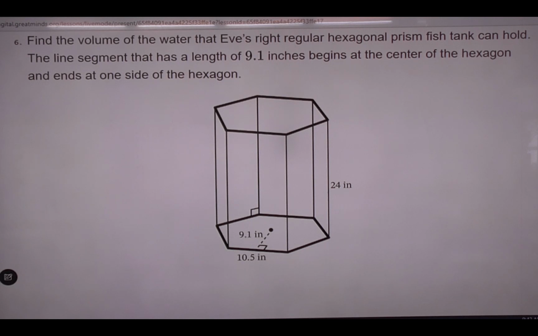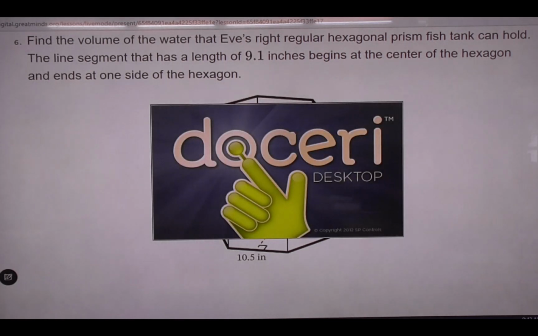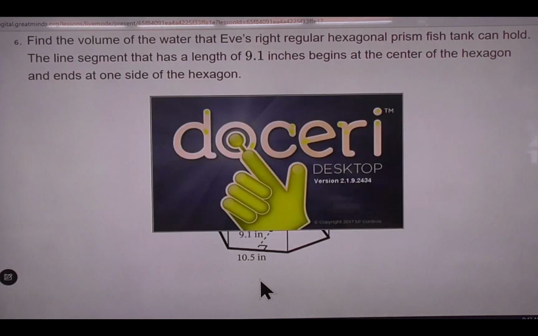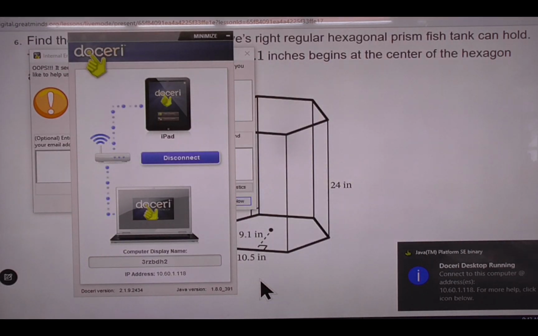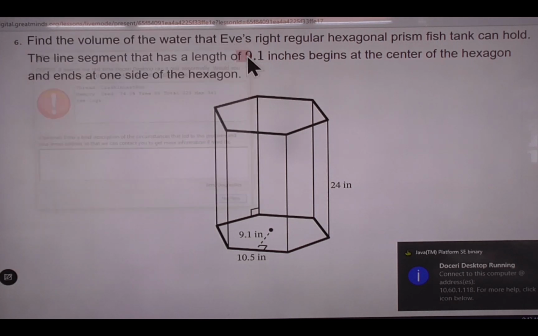Alright, so it says find the volume of water that Eve's right regular hexagonal prism fish tank can hold. The line segment that has a length of 9.1 begins at the center of the hexagon and ends at one side of the hexagon. So that's going to be the height of our triangle. This one's done the exact same way as the pentagon, except it has 6 triangles rather than just 5.